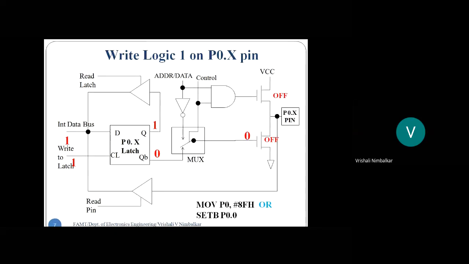Will it be logic 0? Will it be logic 1? Will it have the previous output as it is? What do you think? Since the pin is floating, students, floating means it's neither connected to VCC nor connected to ground, right? So what will happen to the floating pin? It will keep whatever the previous output was, as it is.